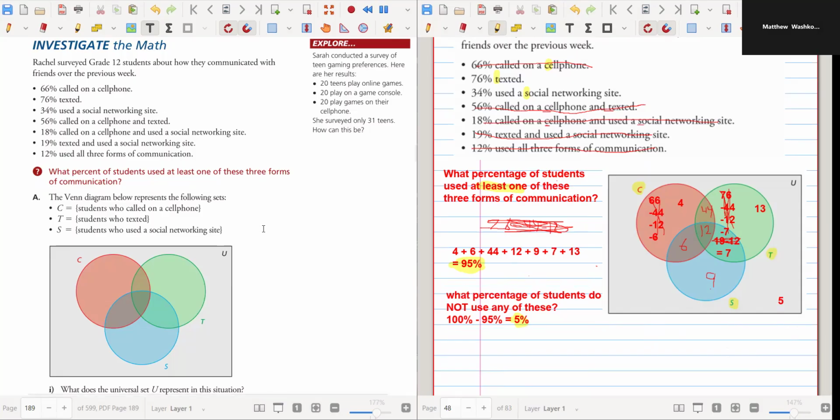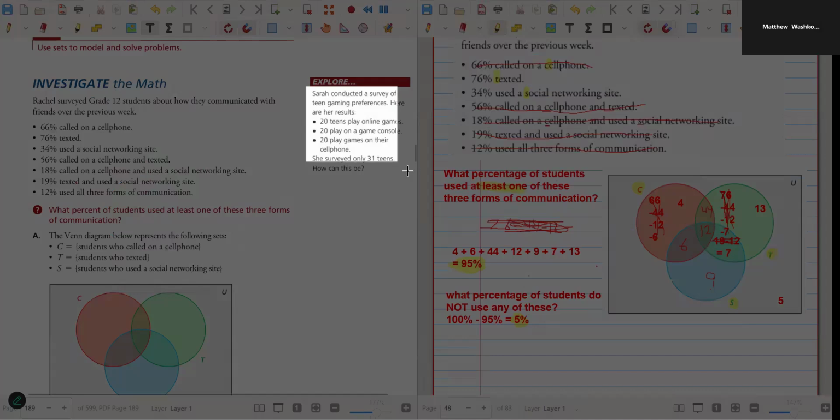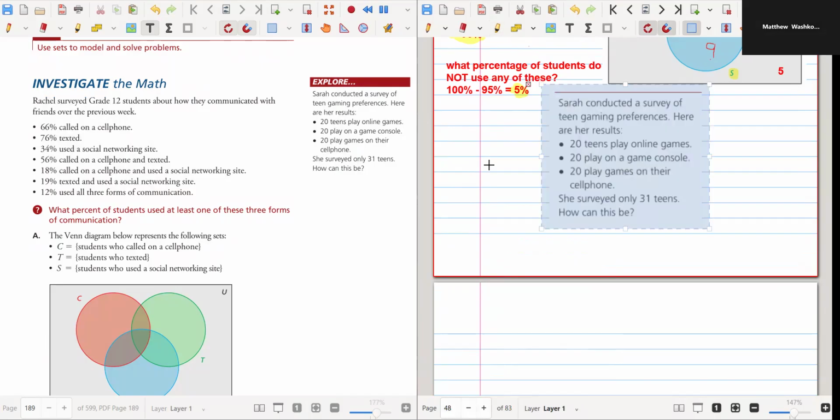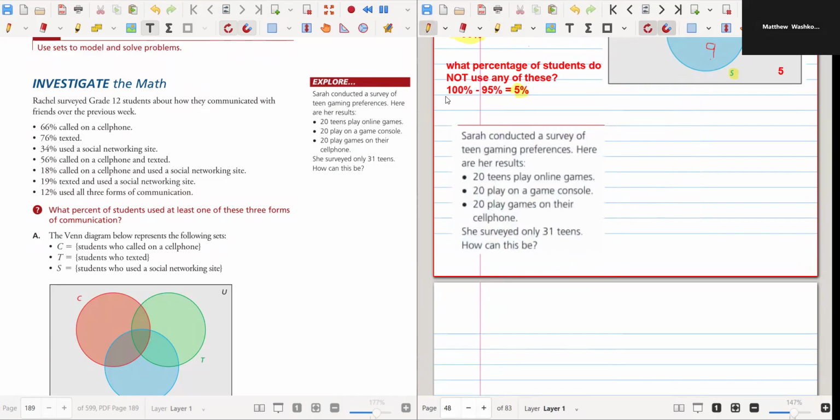So I want to do this one here actually, because this one I gave you a Venn diagram. What happens if I don't give you a Venn diagram? How can you figure that out then? So let's try this one here. All right, so Sarah conducted a survey of teen gaming preferences. Here's her results. 20 people play online games, O. 20 people play game consoles, G. 20 people play on their cell phones, C. She surveyed only 31 teens. So how can this be? Well, realistically speaking, how can this be?